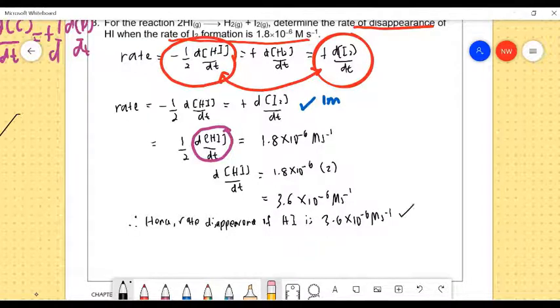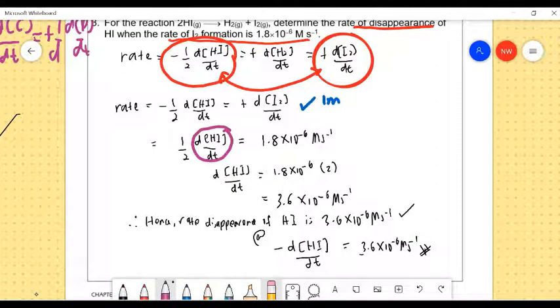Ataupun kalau ada orang tak nak tulis final statement macam ni, ataupun dia boleh buat saja sebab rate of disappearance kan, that's why ada negatif sign kat depan. Negative d[HI]/dt equal to 3.6 kali 10^-6 M s^-1. Okay, so you choose lah final statement tu you nak tulis macam mana. Alright.